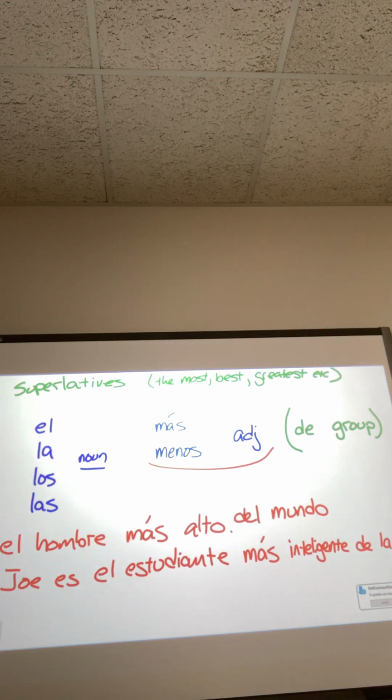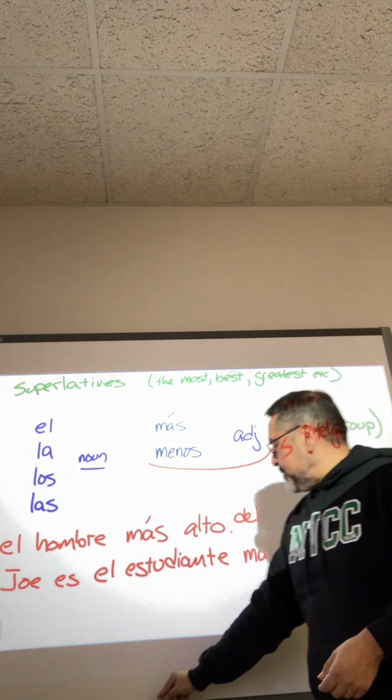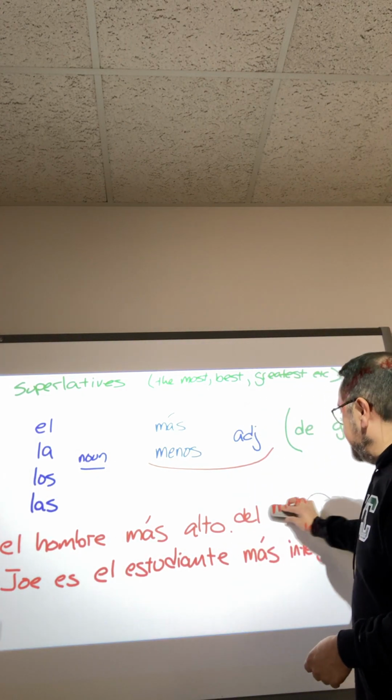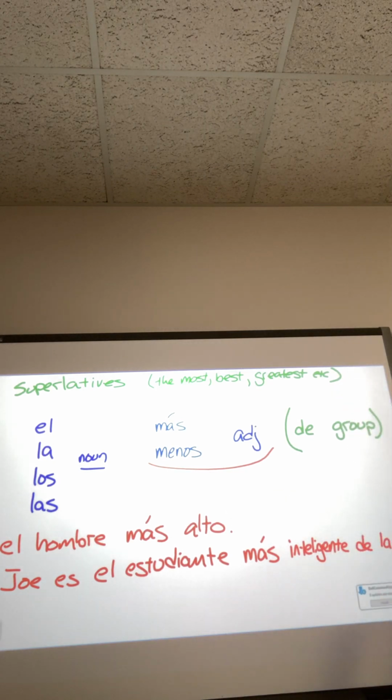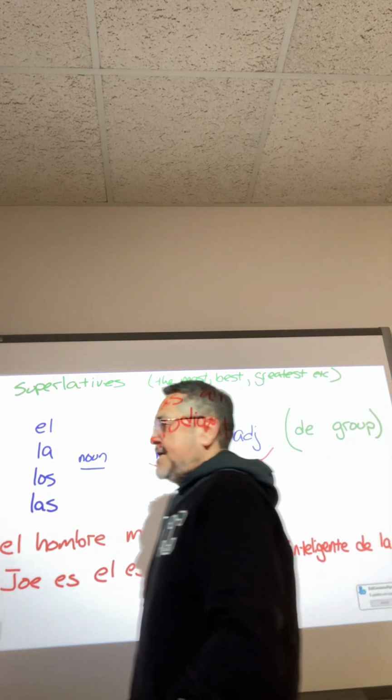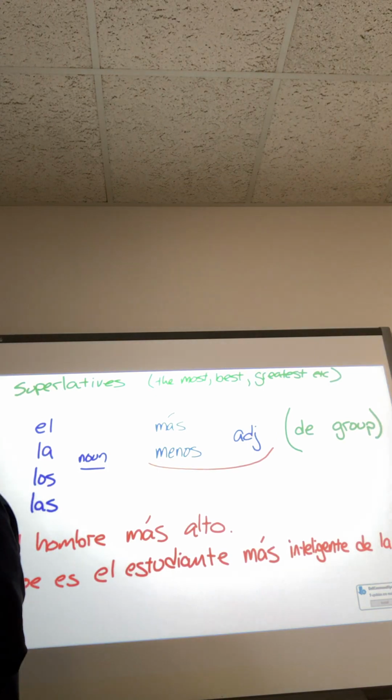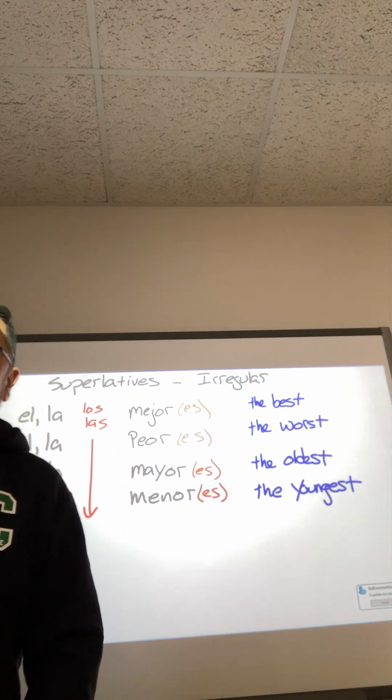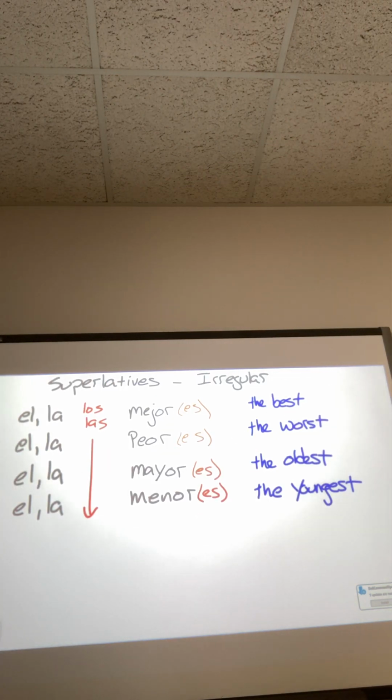How would you say that in English? He's the smartest student in the class. Muy bien, gracias, Logan. Yeah, Joe is the smartest. Sorry, y'all are dumb. En la clase. So you can either just make a general superlative or actually give us the group that you're comparing it against.